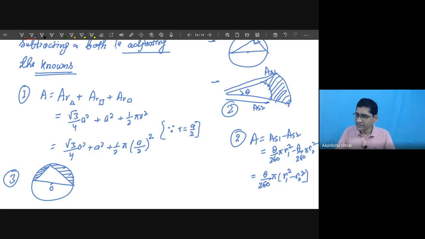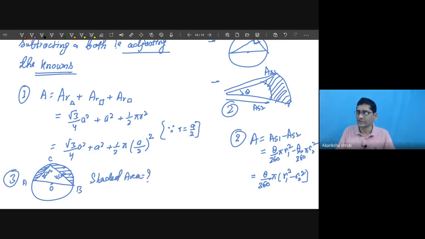Okay, student, it is this much. So let us consider this as 3 centimeter, this as 4 centimeter. These two chord lengths are given, and it is visible that it is passing through the center O. Then shaded area is equals to what?